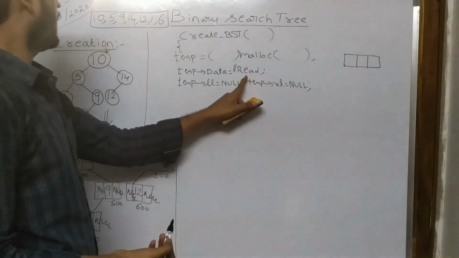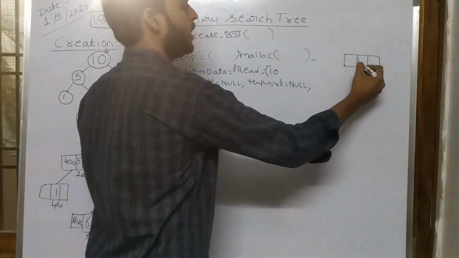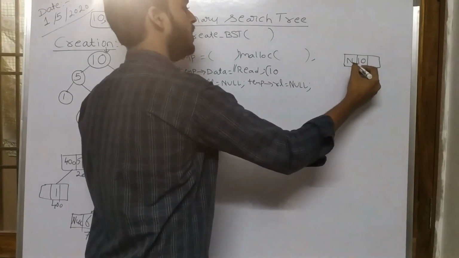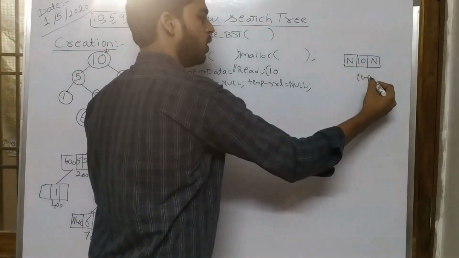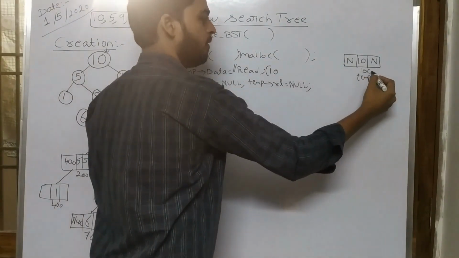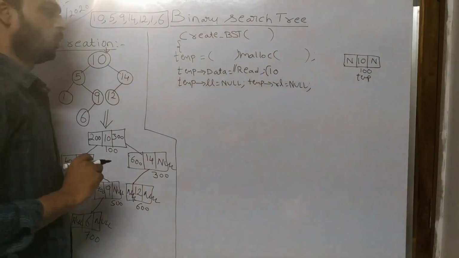For example, I have read here the value is 10. So I will get the value 10. Left side is null and right side is null. This particular node name is 10, but for the system its address is 100. Okay, fine. We have created a node.